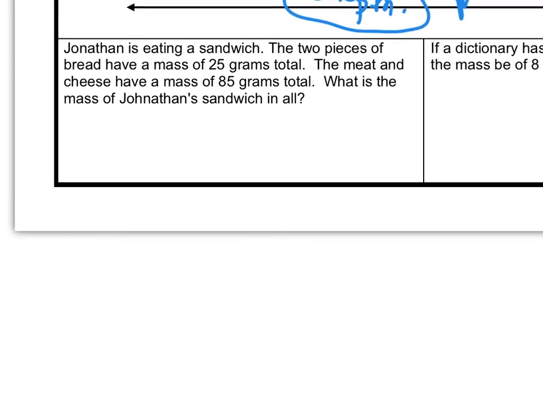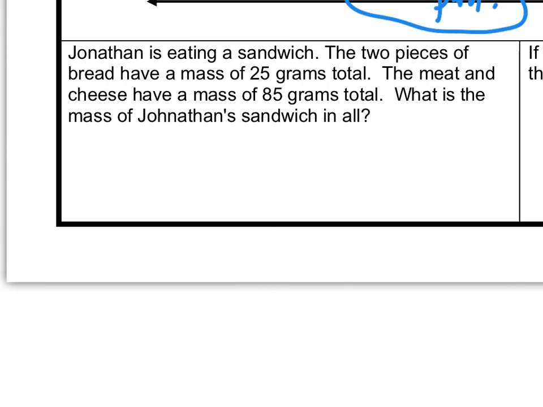Okay, now Jonathan is eating a sandwich. The 2 pieces of bread have a mass of 25 grams, and that's total. So the bread's mass is 25 grams. The meat and the cheese together have a mass of 85 grams total. So that's the meat and the cheese. What is the mass of Jonathan's sandwich in all? So we're going to put the bread with the meat and the cheese and get it in all. That means we need to add 5 plus 5 is 10. 8 and 2 is 10, plus 1 more is 11. And we have to express this in grams.